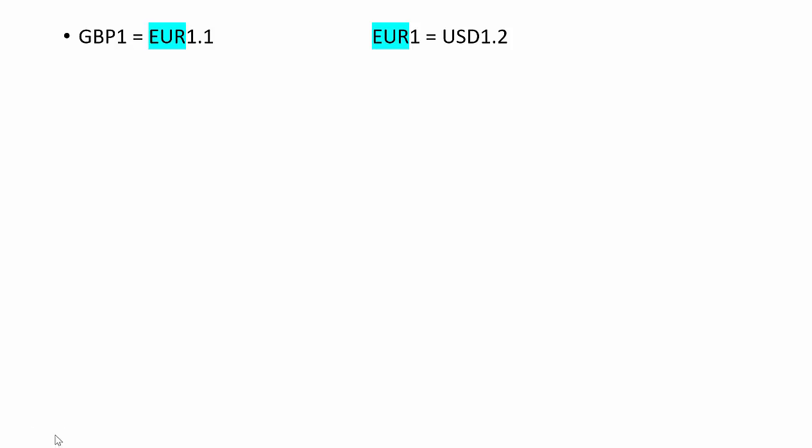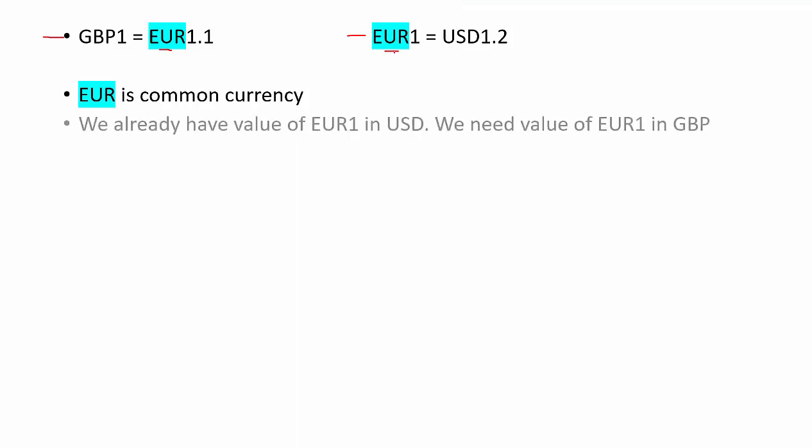So let's calculate, given the two exchange rates, £1 equals 1.1 euro, and the second exchange rate, 1 euro equals 1.2 US dollar. So we can calculate the cross rate between pound and dollar, right? First of all, we have to identify the common currency, and clearly euro is the common currency because it appears on both exchange rates.